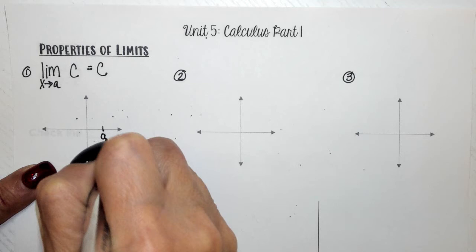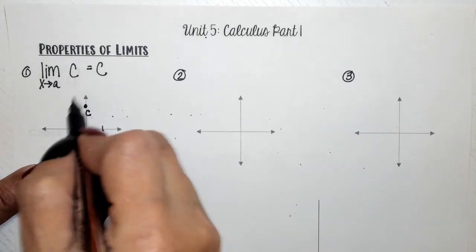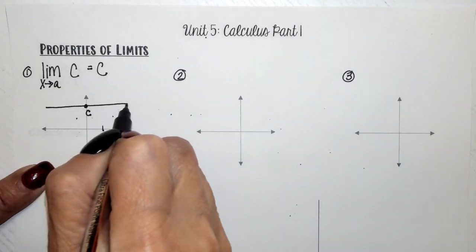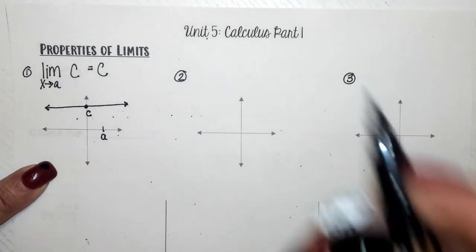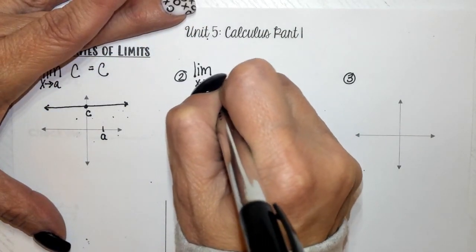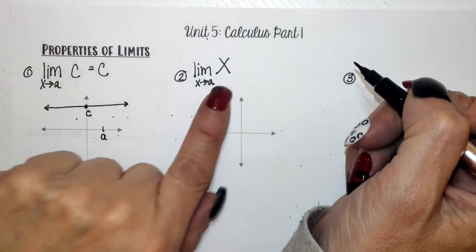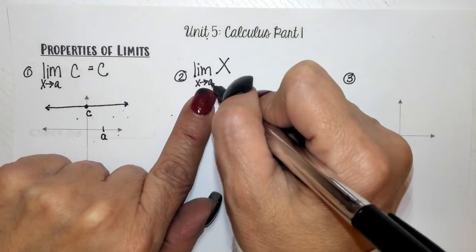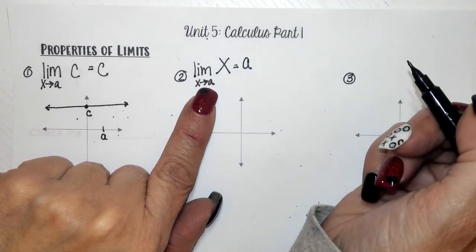What would that look like? That would be as x approaches this number a, here's your constant c. C would be like your y-intercept. It would be a horizontal line. It would look like that right there. That's what the limit would be. Okay. The next property is the limit as x approaches a of the variable x. If you just have a single variable and you take the limit of it, whatever number value a is, that's going to be what the limit is.